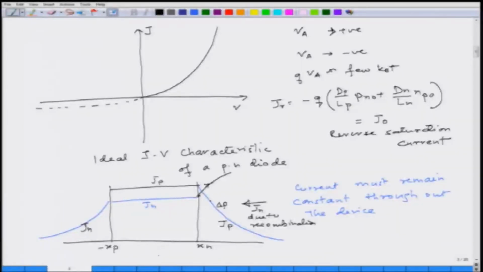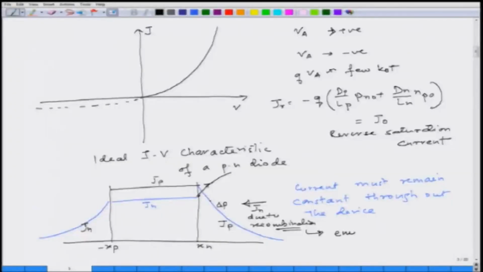Now, this is an important part, because when we will use the PN diode as an LED, this recombination is what is responsible for the emission of light. So, if the PN diode is made of a direct semiconductor, the recombination in this region is leading to emission of light.